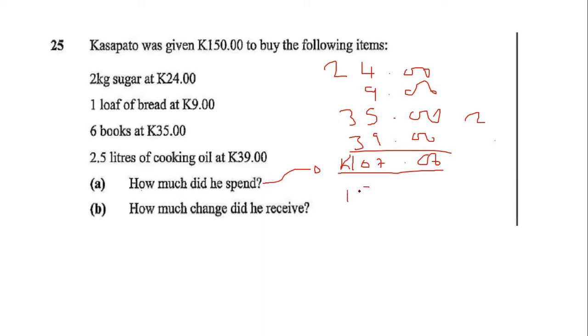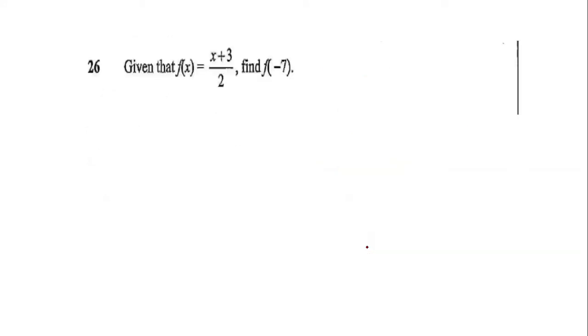Out of the 150 kwacha that this person was given, he only managed to spend 107 kwacha. So you have to subtract to find the difference. There is a 0 there, then we have a 3 here because we remain with a 4. Then this becomes 10, and 10 minus 7 is 3. Then this one is a 4 here. So this person remained with 43 kwacha.